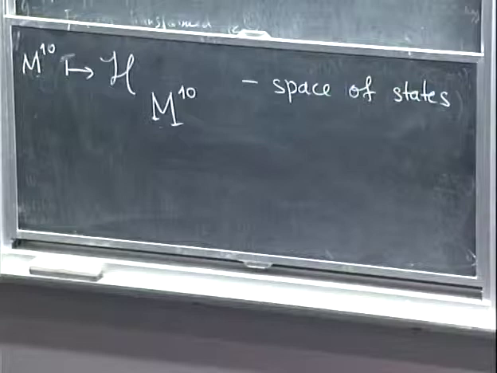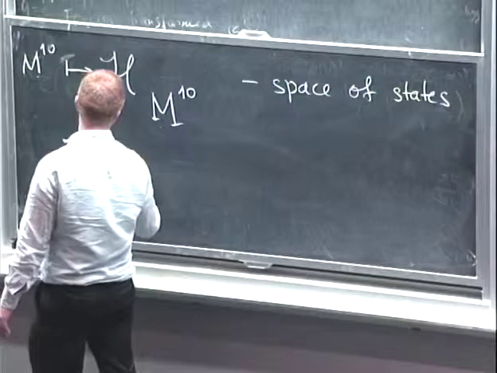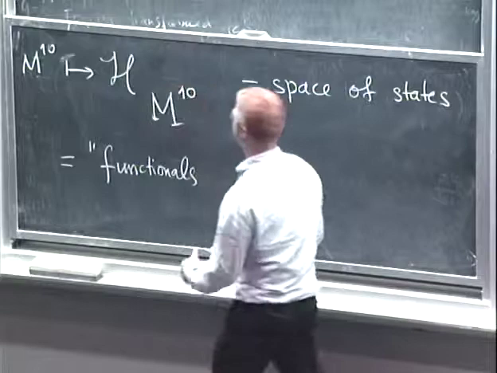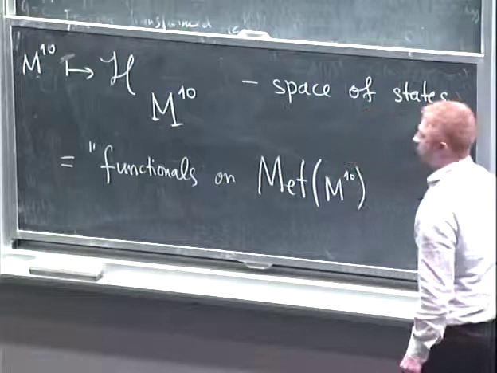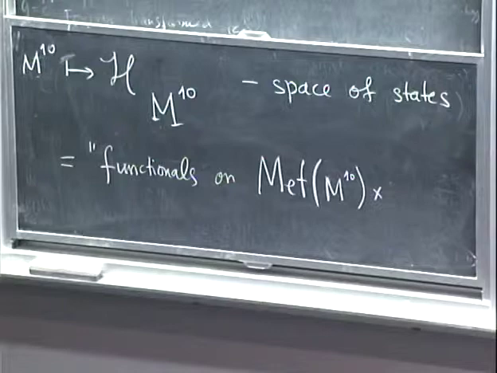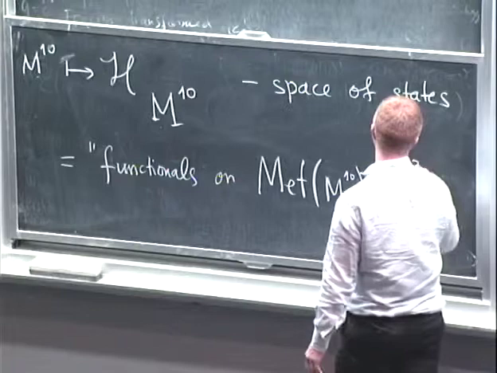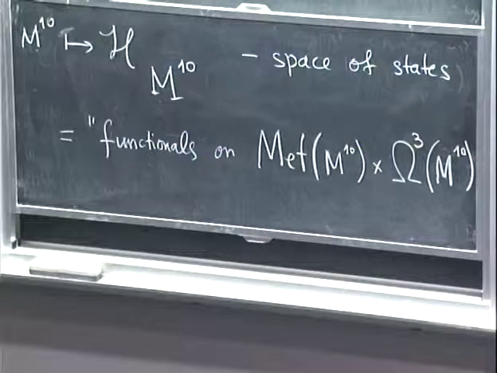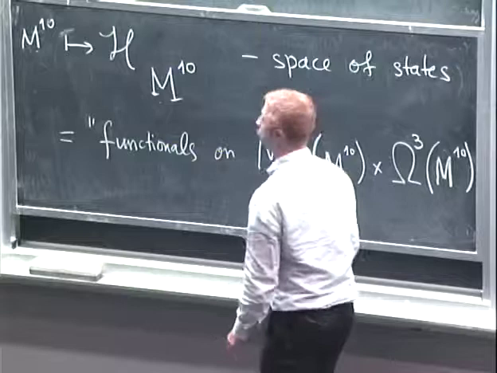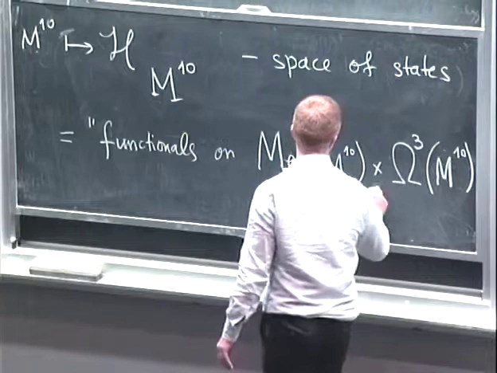Well, this should be some space of functionals, or maybe line bundle valued functionals, on the space of metrics on M10. Let me just tell you something about 11-dimensional supergravity. In addition to metrics, it also describes three forms. So the arguments of your functionals would be the metric and three forms. And since it's a supergravity, there will also be some odd fields. These odd fields are the sections of the Rarita-Schwinger spin bundle.